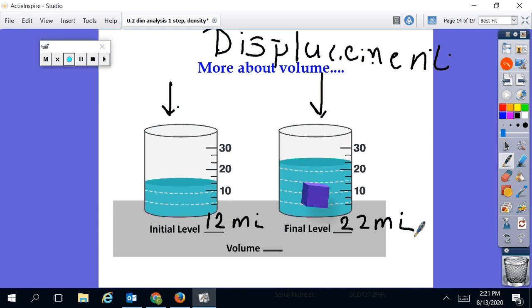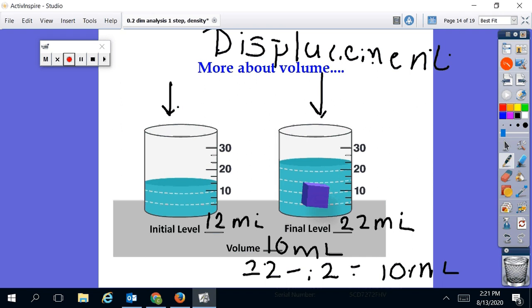Okay, well, what you would do is you would take your 22 minus your 12, and the shape volume would be 10 milliliters. So that's called displacement volume.